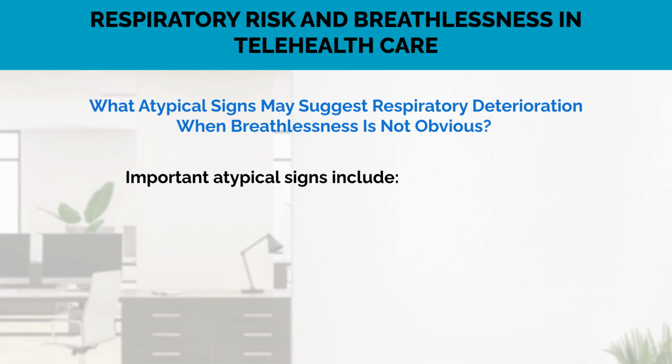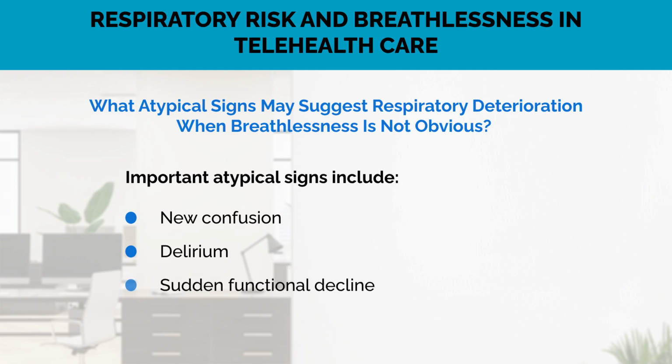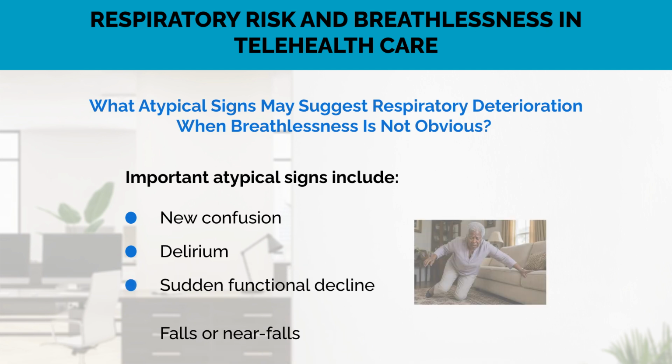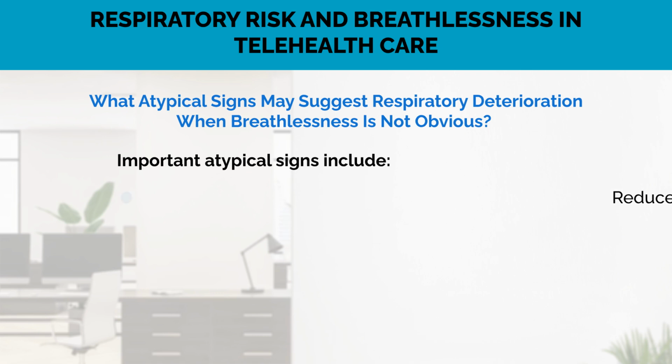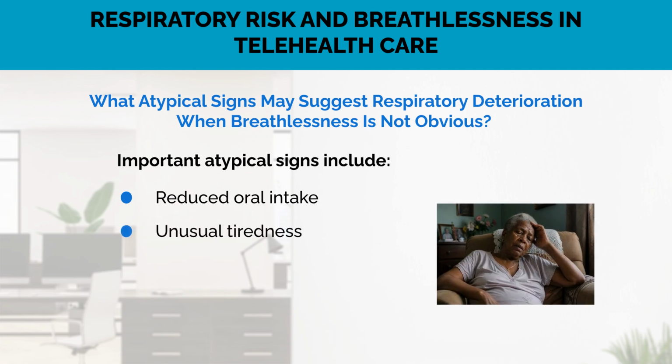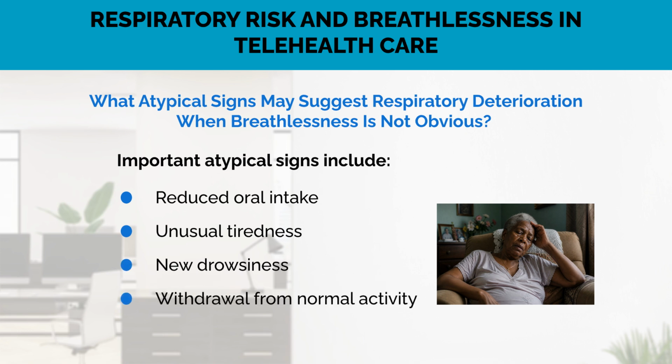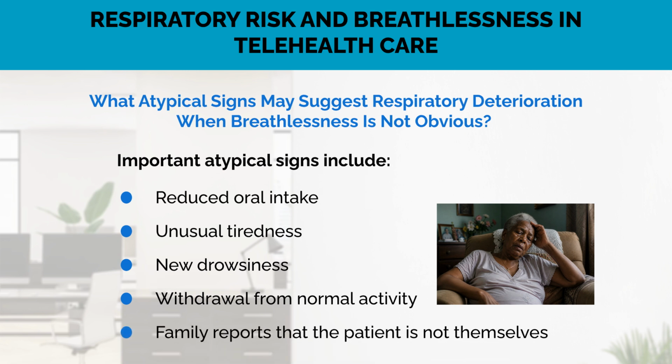Important atypical signs include: 1. New confusion. 2. Delirium. 3. Sudden functional decline. 4. Falls or near falls. 5. Reduced oral intake. 6. Unusual tiredness. 7. New drowsiness. 8. Withdrawal from normal activity. 9. Family reports that the patient is not themselves. Note: in telehealth, these indirect signs must be treated seriously.